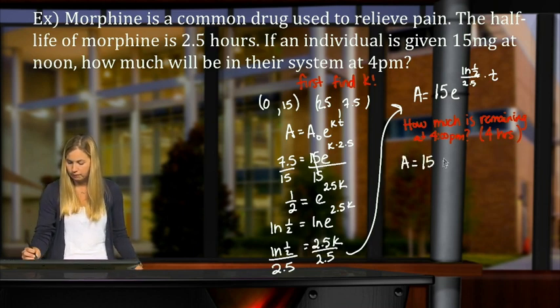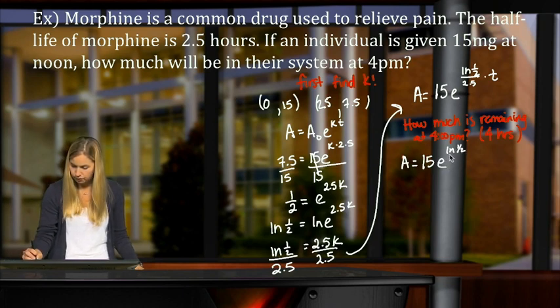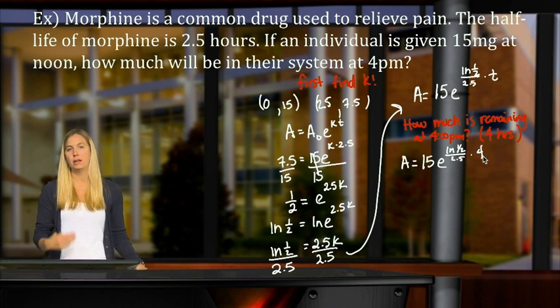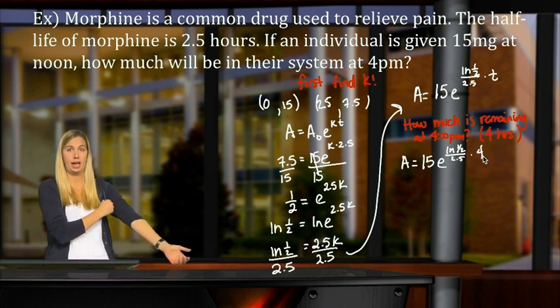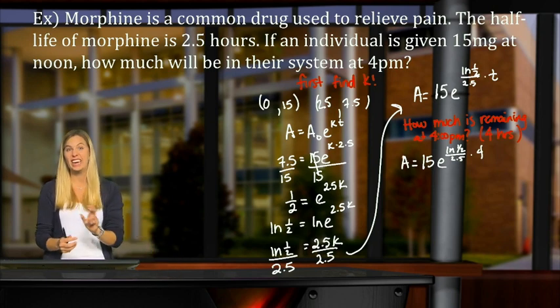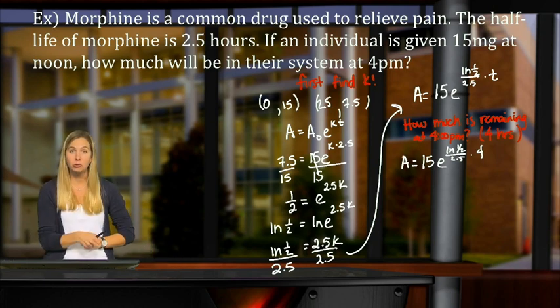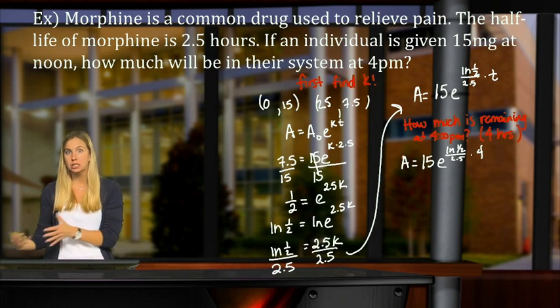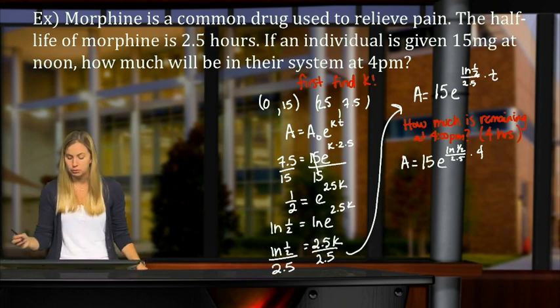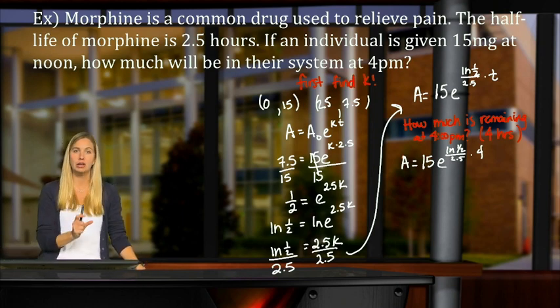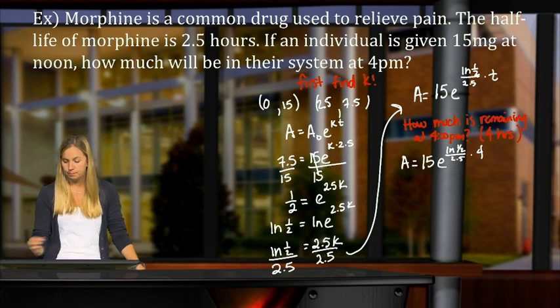So plugging in, we have 15 e to this value of k. Make sure that you're using an exact value of k. Just the slightest change in that value, if you round it in the middle, can make a pretty significant difference at the end of the problem. So be very careful, use that exact value. Don't use a rounded decimal.